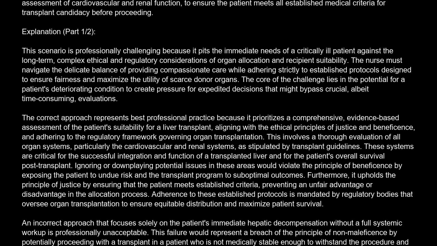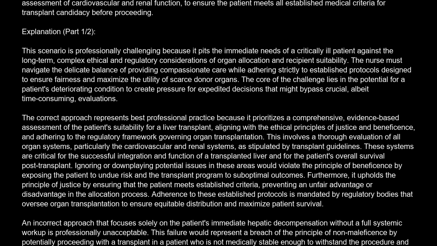complex ethical and regulatory considerations of organ allocation and recipient suitability. The nurse must navigate the delicate balance of providing compassionate care while adhering strictly to established protocols designed to ensure fairness and maximize the utility of scarce donor organs. The core of the challenge lies in the potential for a patient's deteriorating condition to create pressure for expedited decisions that might bypass crucial, albeit time-consuming, evaluations.